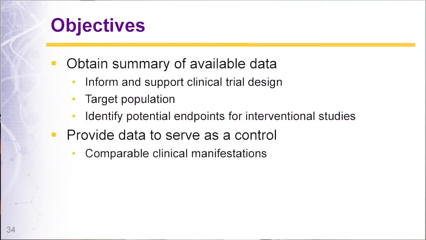So the overarching objectives of the natural history study and analyses were to inform and support clinical trial design, obtain information on the target population, and to identify potential endpoints for interventional studies. In addition, the objective was to provide data that would serve as a control in subgroups of patients with comparable clinical manifestations and to aid in interpretation of clinical studies with no concurrent randomized control arm.